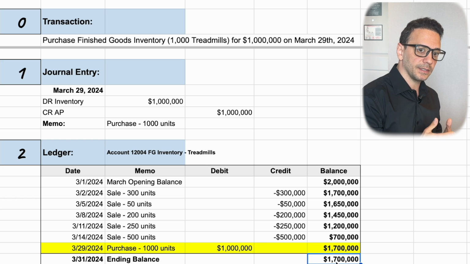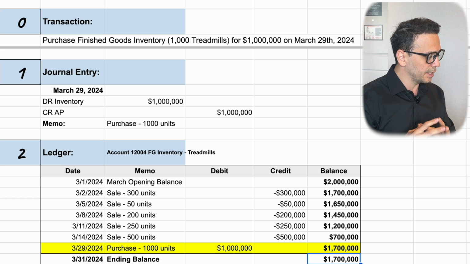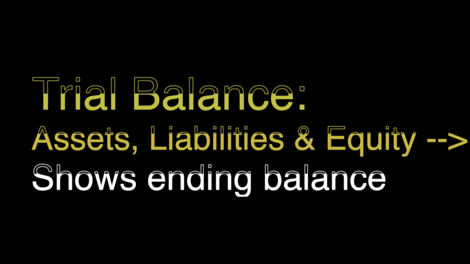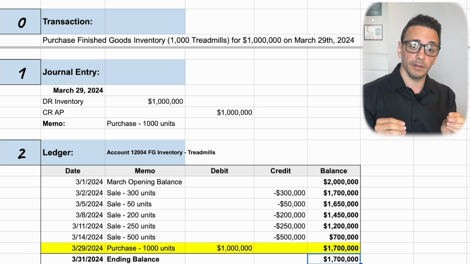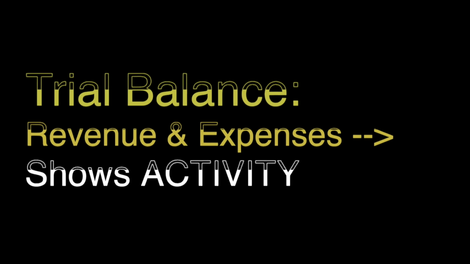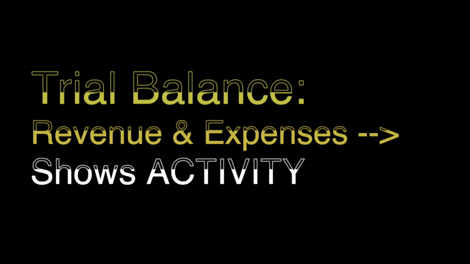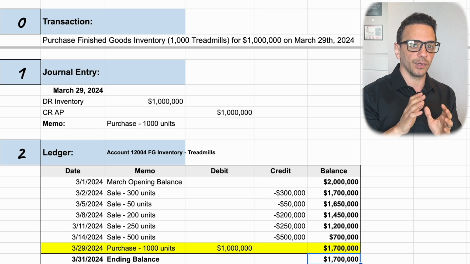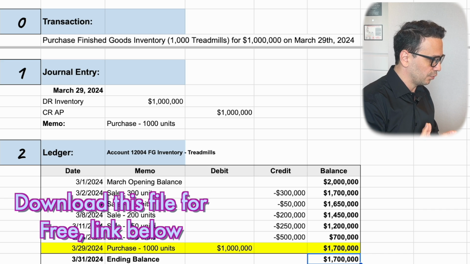From the general ledger, the next step is going to be a trial balance. So the trial balance is just showing all of the ending balances of the balance sheet accounts. So all of the balance sheet accounts, which is assets, liabilities, equity, showing the ending balance of that account. While for expenses and revenue, the trial balance would be showing the amount of the activity in the period. So this is a monthly trial balance. So this is showing the trial balance at the end of March 31, 2024. For balance sheet accounts, it's showing the ending balances. For income statement accounts, which is revenues and expenses, it's showing the activity for March of 2024.